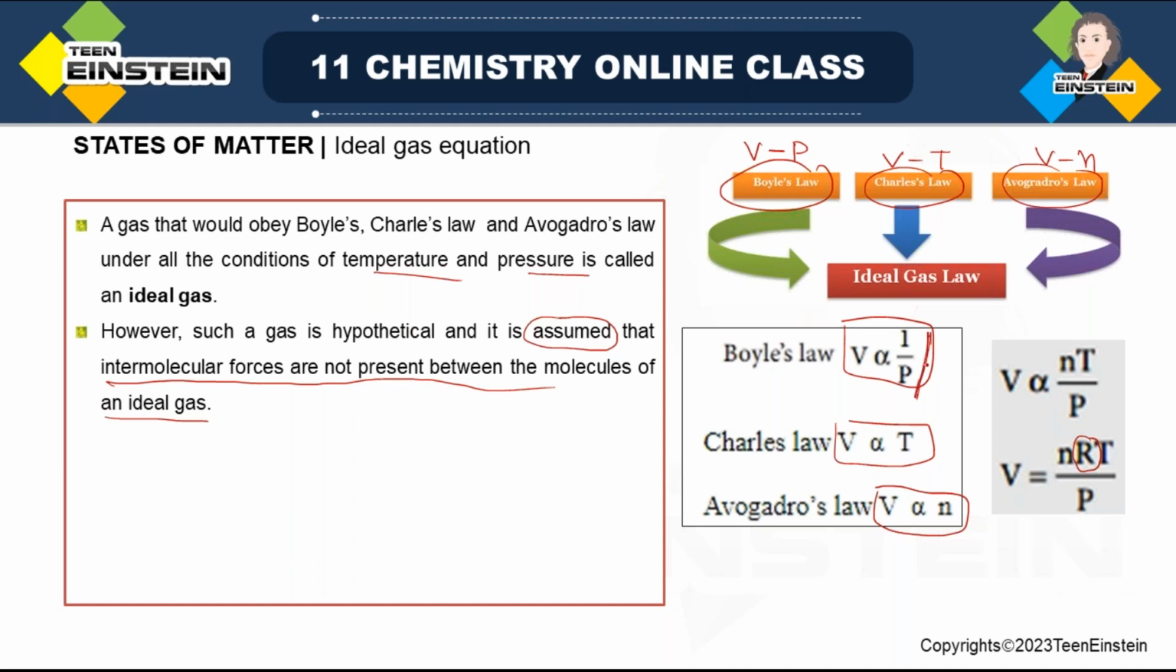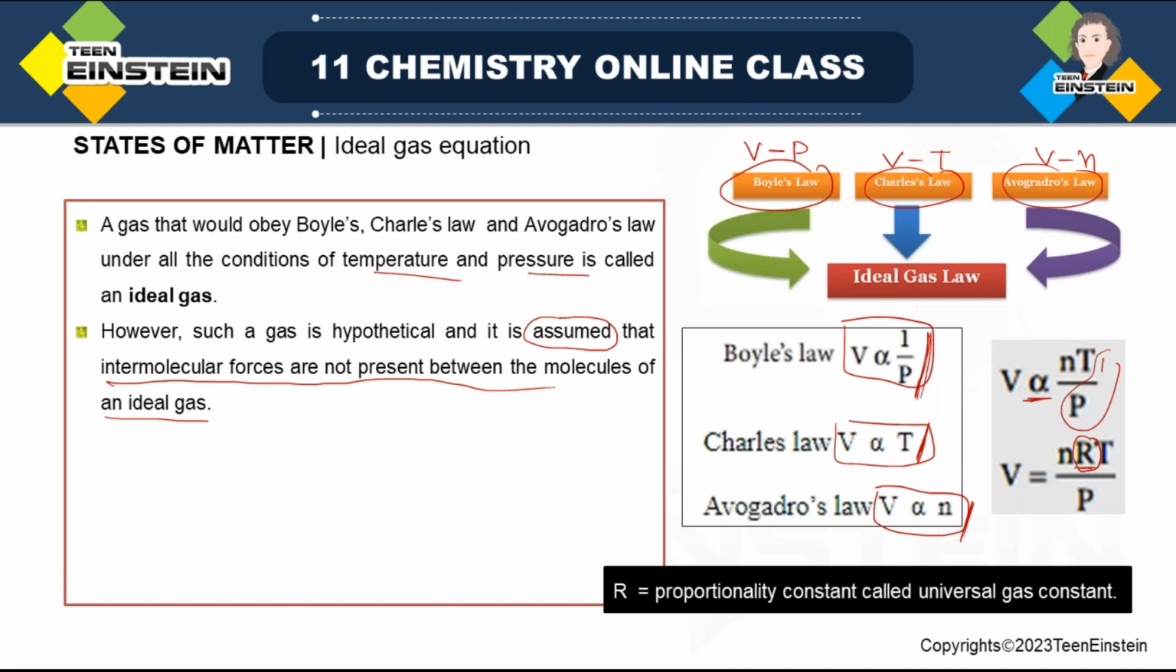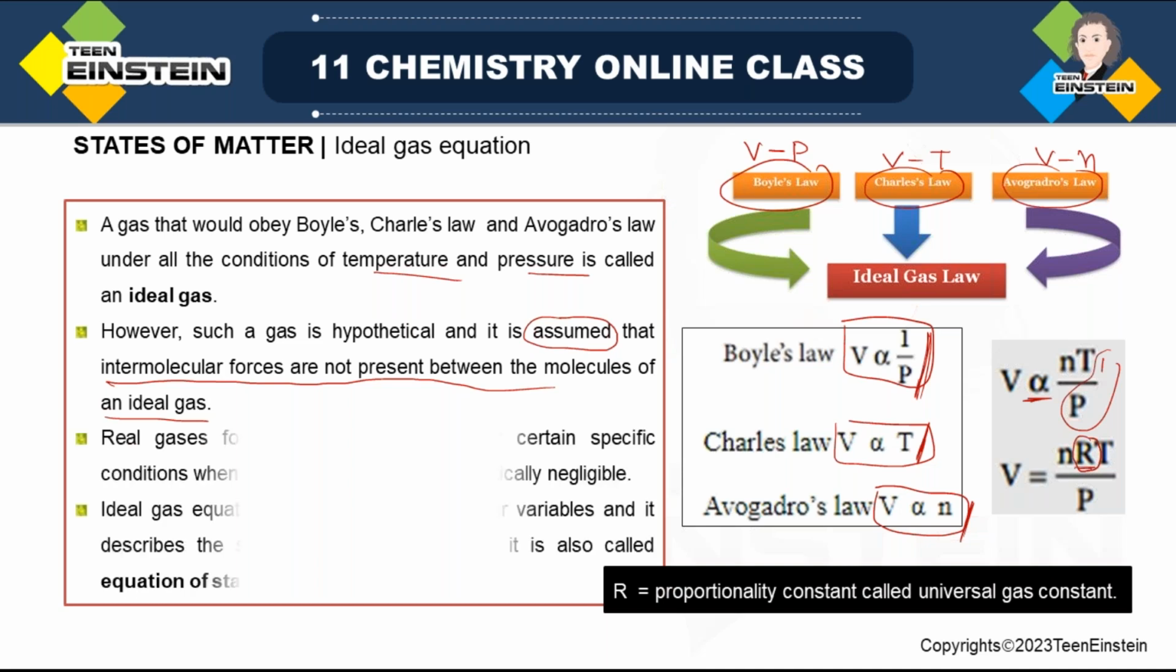So V is proportional to NT by P. Just multiply all these three quantities, 1 by P, then into T into N. Remove this proportionality sign, you have to place some constant, and this constant has a specific value for different units. There will be different values of R. Fine. So this is the proportionality constant, also known as the universal gas constant.